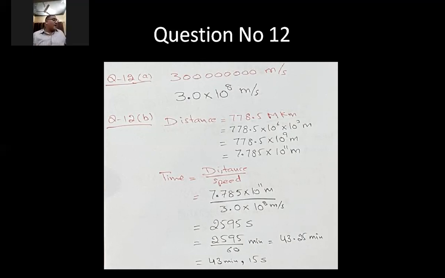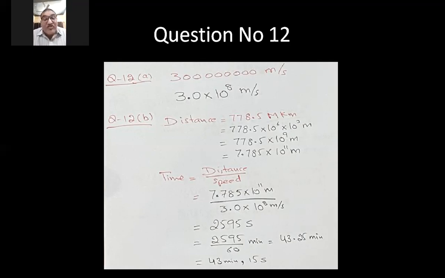So here you have 300,000,000. I don't know what we should say this. It's like 1, 2, 3, 4. You see the decimal is here: 1, 2, 3, 4, 5, 6, 7, 8. So this decimal will move 8 steps to the left. So you will write 3.0 expo 8 meter per second. Very simple and straightforward question.